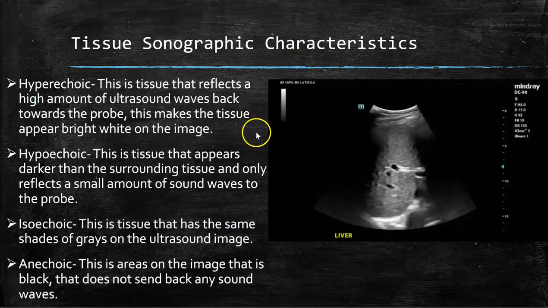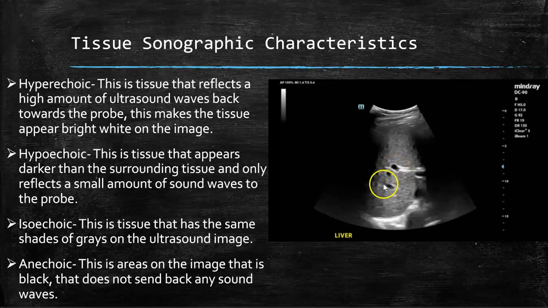Hyperechoic. So this is a tissue that reflects a high amount of ultrasound waves back towards the probe. This is this bright area. Your hypoechoic is your less bright shades, which would be right here. This is tissue that appears darker than surrounding tissue and only reflects a small amount of sound waves to the probe.